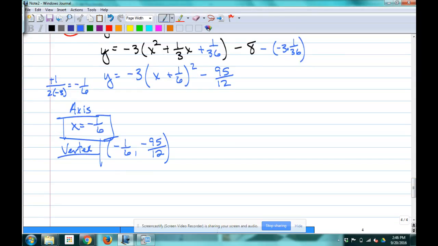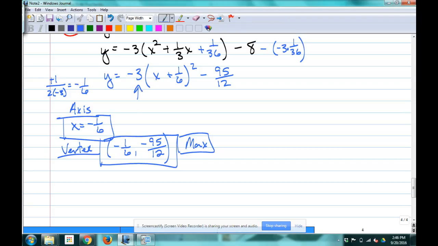Is that vertex a maximum or a minimum? Max, because it's a negative a value. So negative is a max, positive is a min. Because a negative is going to make the parabola open down, like this. A positive is going to make the parabola open up, like that. Okay.